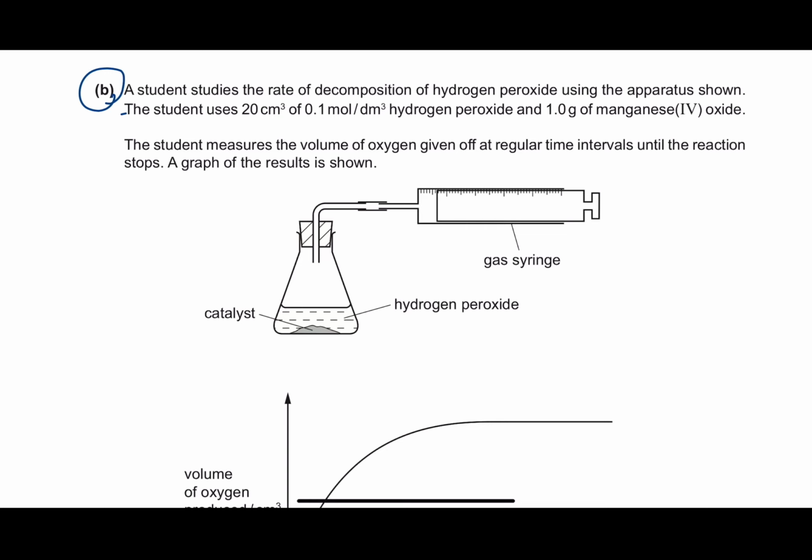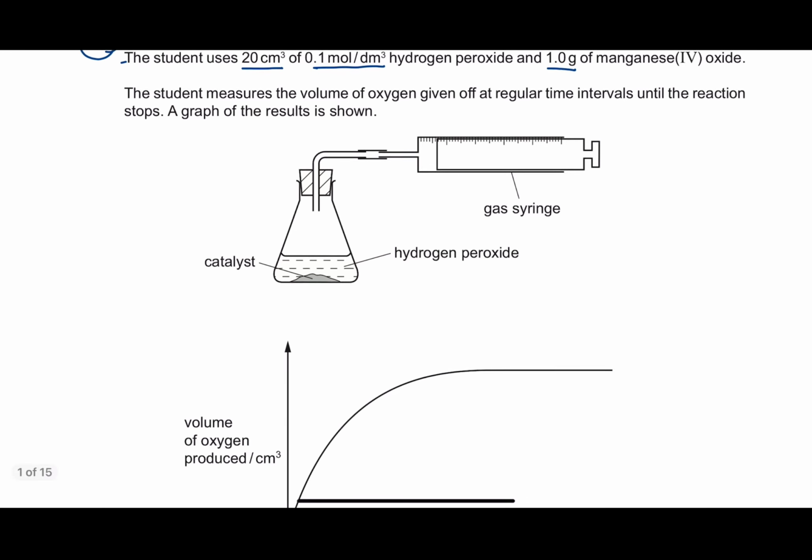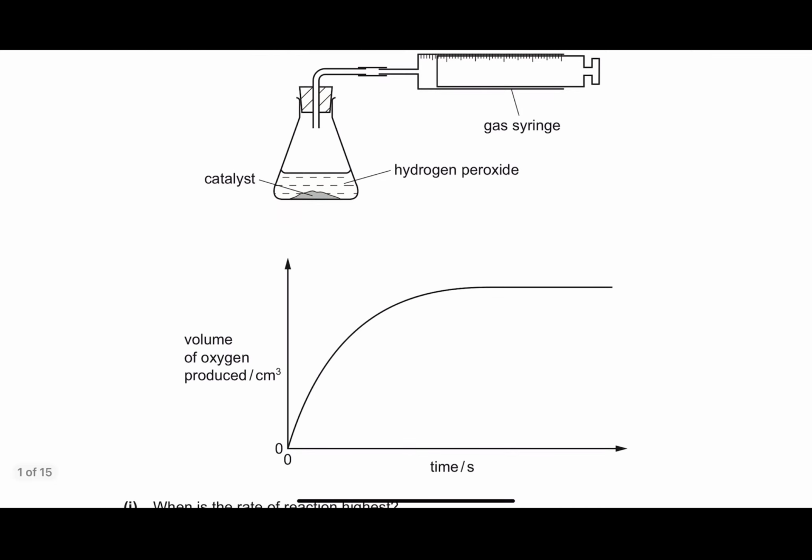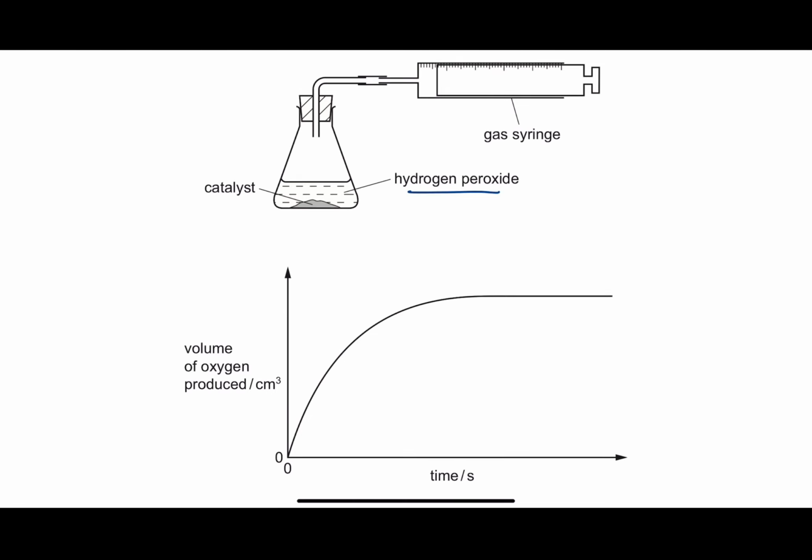A student studies the rate of decomposition of hydrogen peroxide using the apparatus shown. The student uses 20 cm³ of 0.1 mol dm⁻³ hydrogen peroxide and 1 gram of manganese oxide, which is the catalyst. So the student is measuring the volume of oxygen given off at regular time intervals. As the hydrogen peroxide decomposes, oxygen goes inside here, and as the syringe moves, it will determine the volume of oxygen gas being collected.